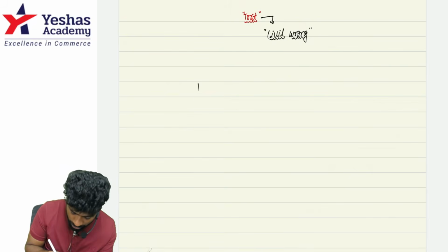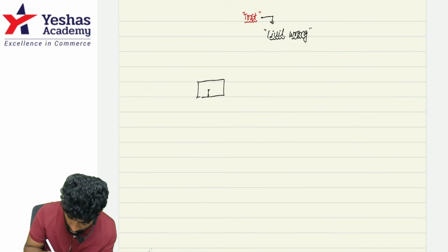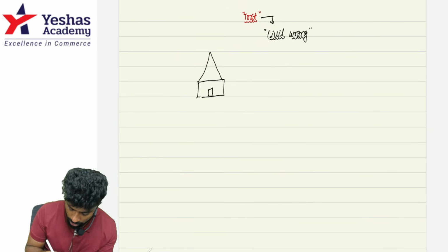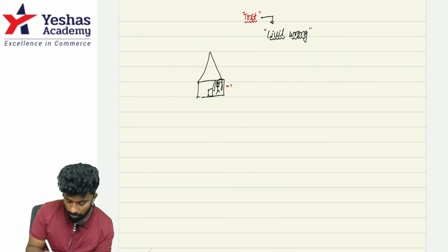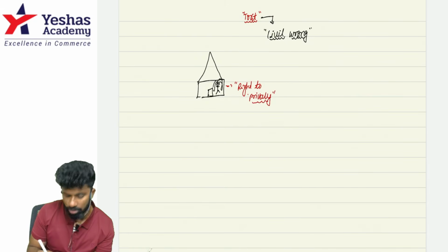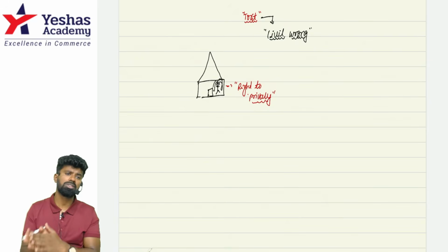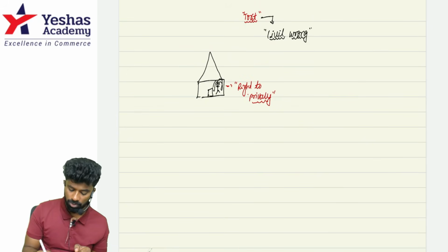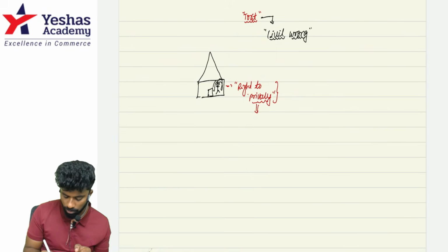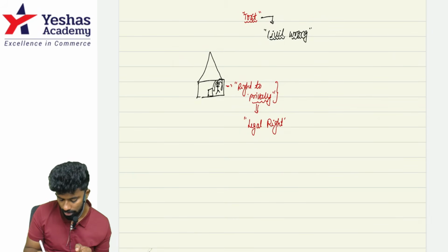Let's say there is a property. This is a house, and a girl is living in this house. Tell me, does she have any legal right over the property? She has a right to privacy as well as a right to property. Can anyone trespass on her property without her consent? Because she has a legal right, the right to privacy.